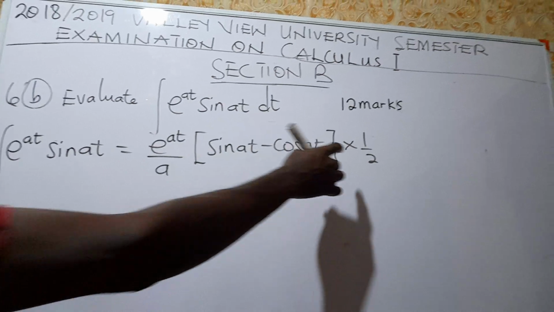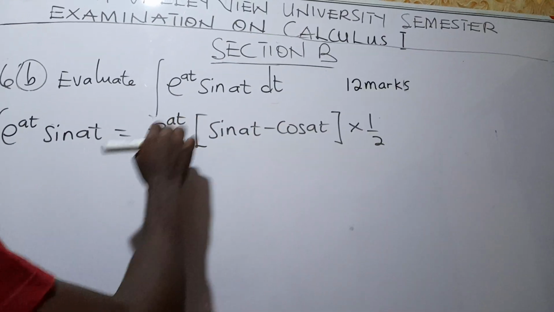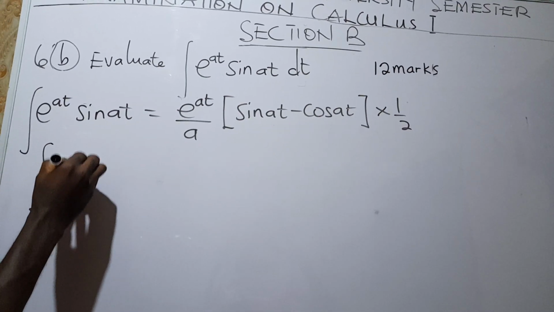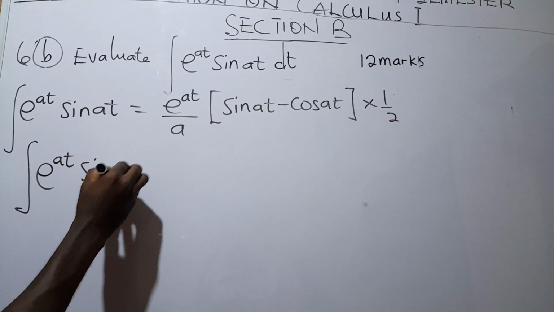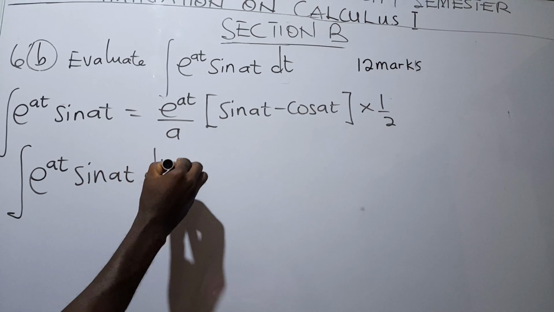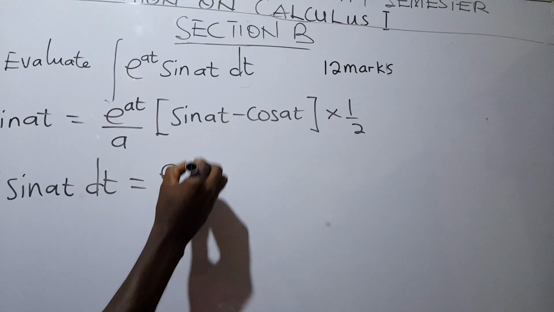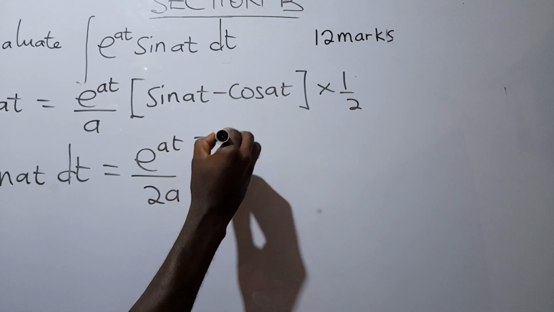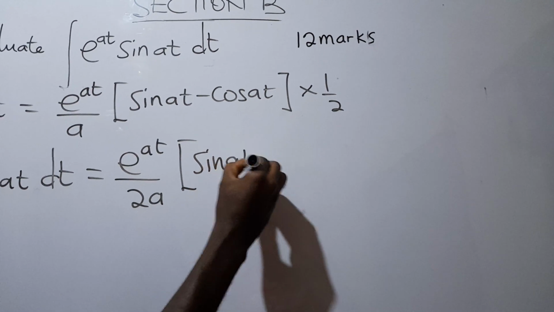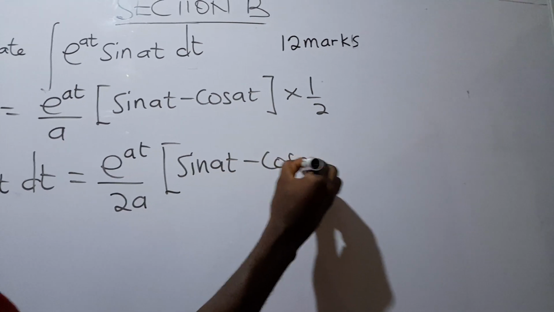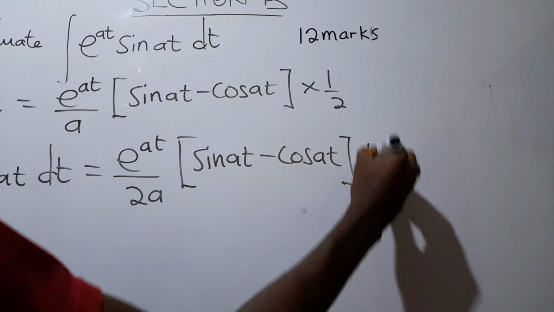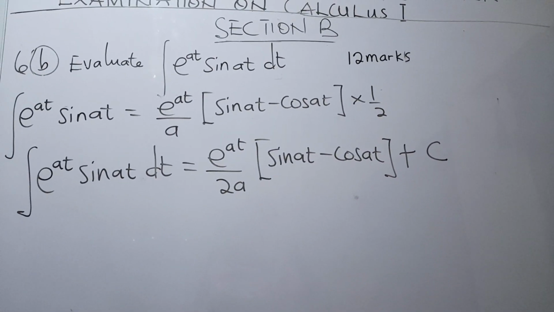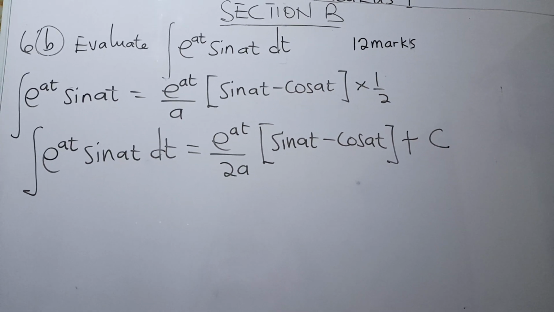So when we multiply this, we'll get e exponent at over 2a. So we can say that the integral of e exponent at sine bt dt, which they are asking us to evaluate, will be equal to e exponent at over 2a times sine bt minus cos bt, then plus our constant of integration. This is worth 12 marks, so expect it to be long. I hope you get it.